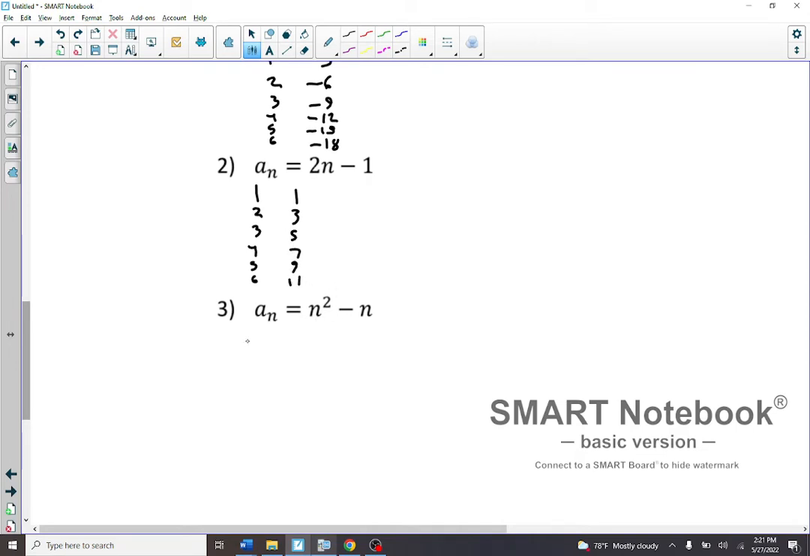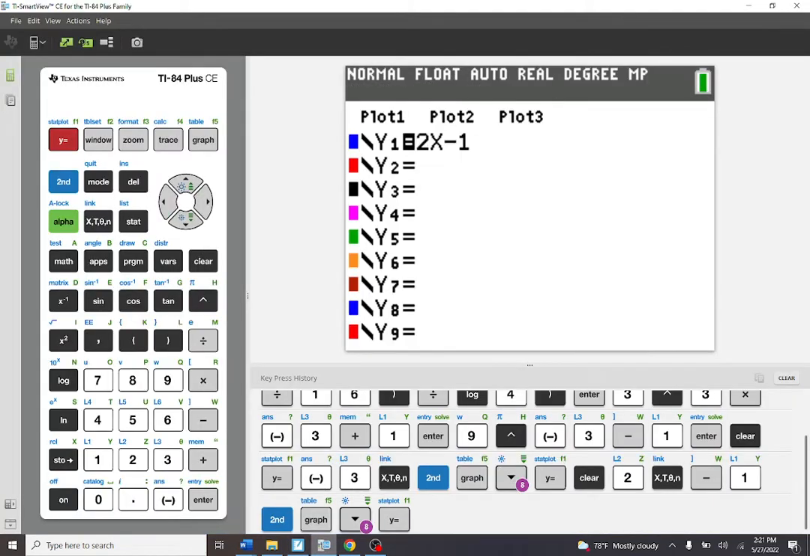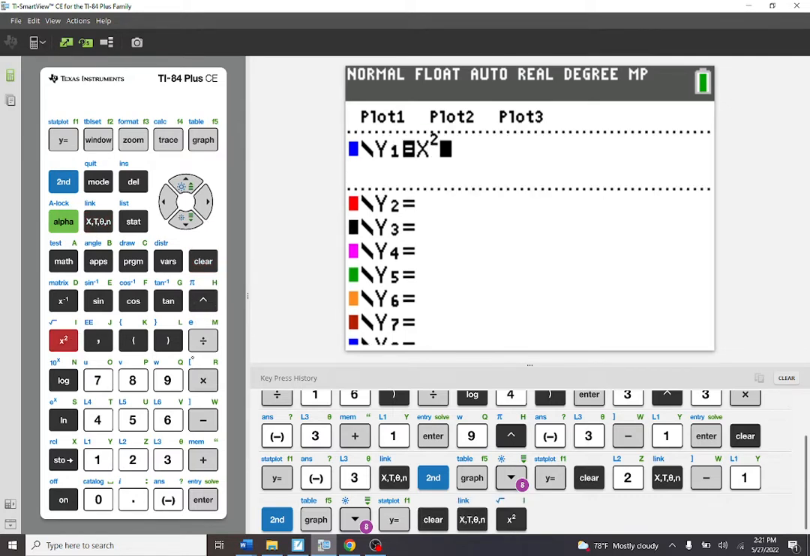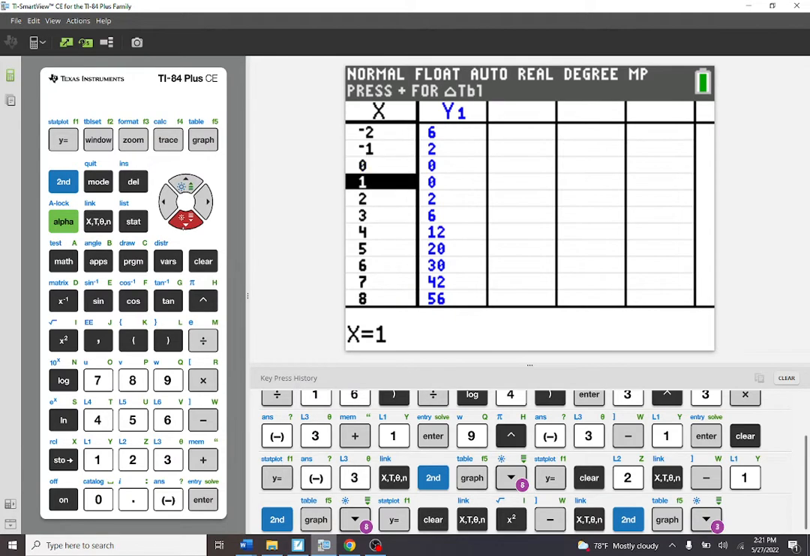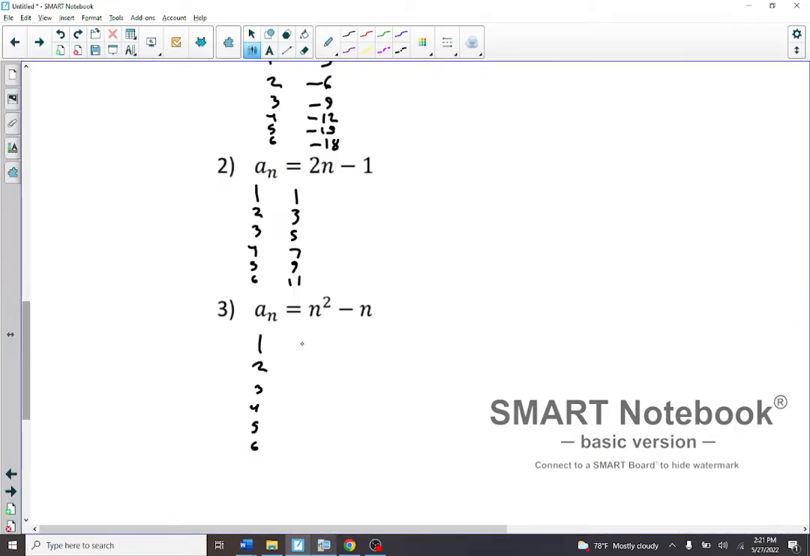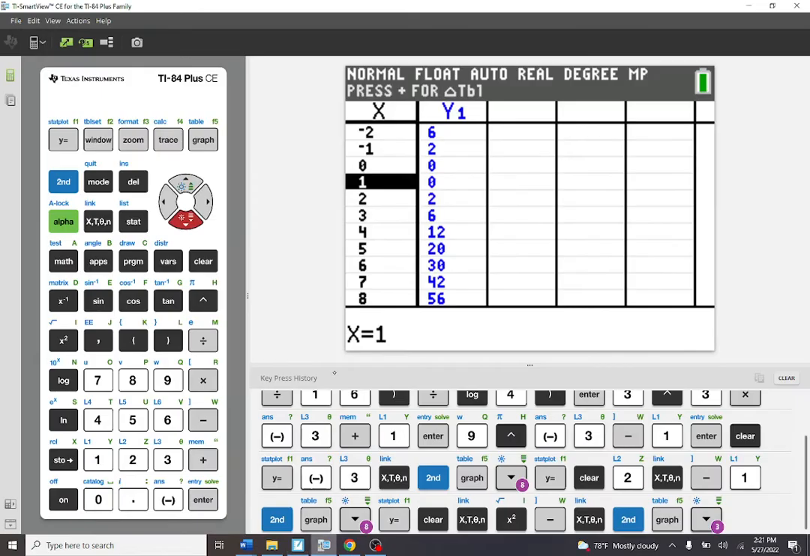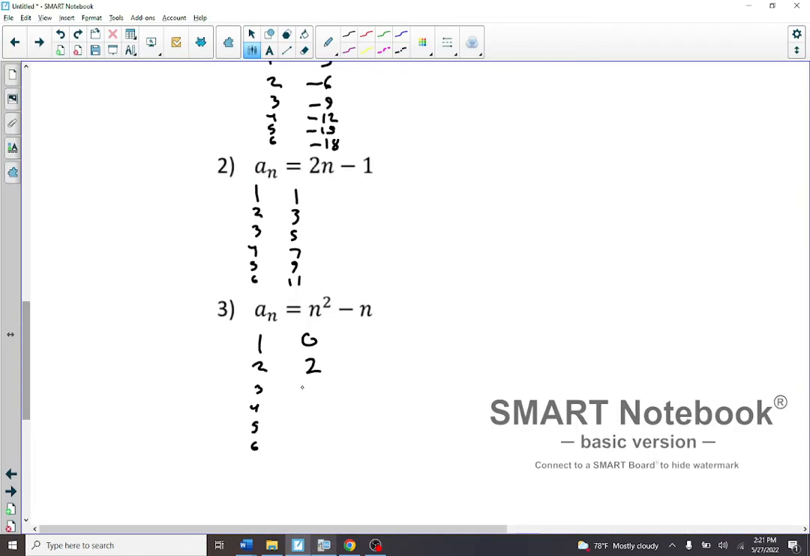What about this one, which would take more work? 1, 2, 3, 4, 5, 6. Wait a second, I could just do y equals x squared. Is it minus x or plus x? Minus x. Second table, again, I could just look at this. 0, 2, 6, 12, 20, 30.